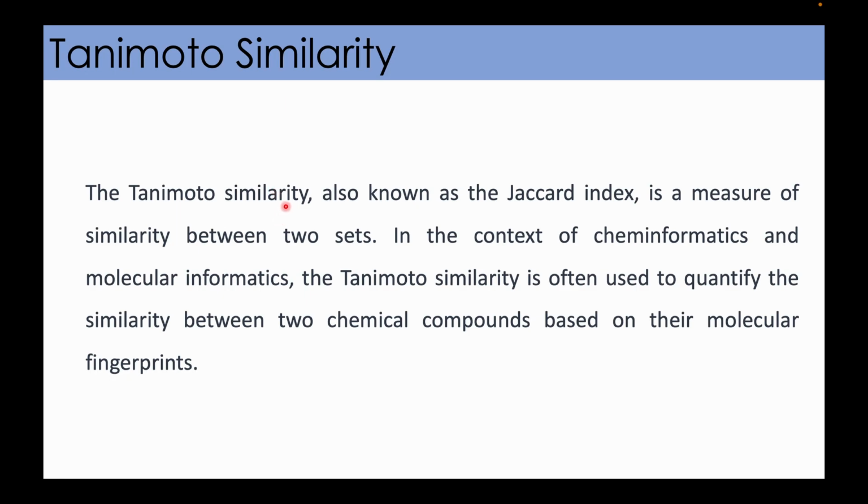The Tanimoto Similarity, also known as the Jaccard Index, is a measure of the similarity between two sets. In the context of cheminformatics and molecular informatics, the Tanimoto similarity is often used to quantify the similarity between two chemical compounds based on their molecular fingerprints.